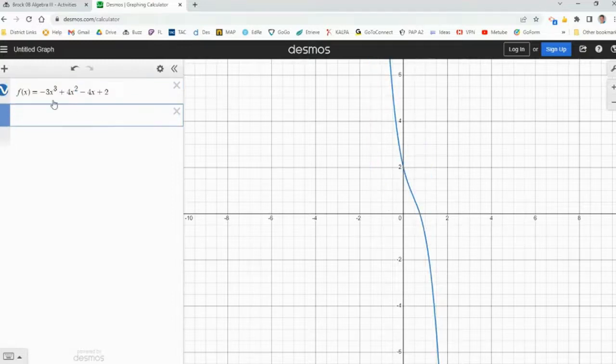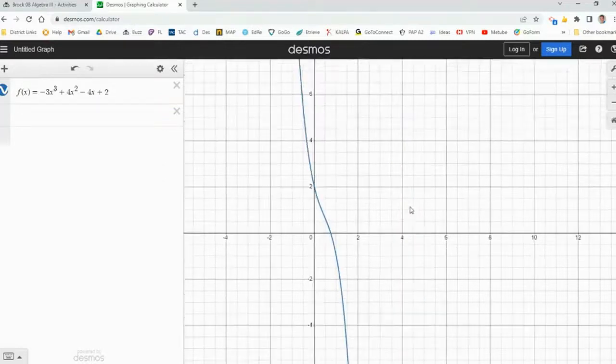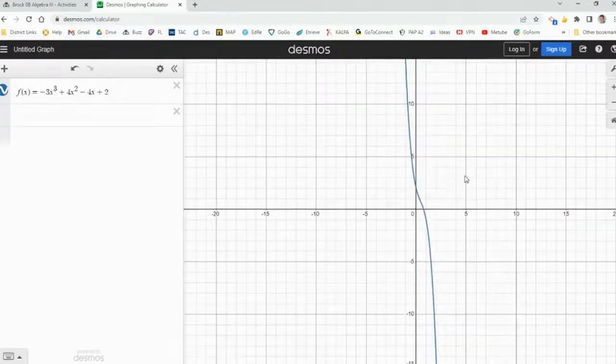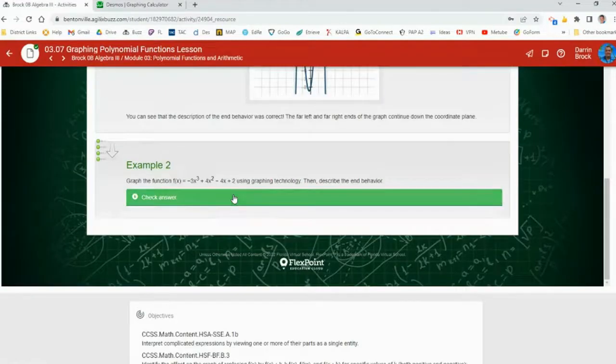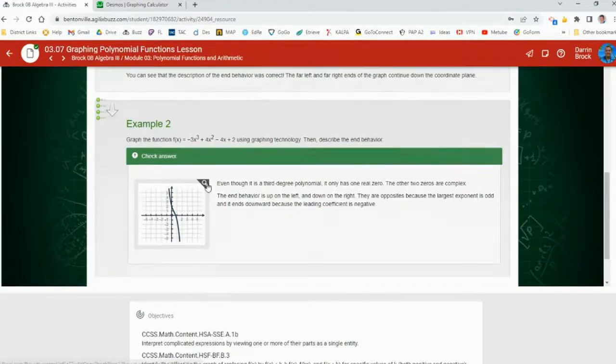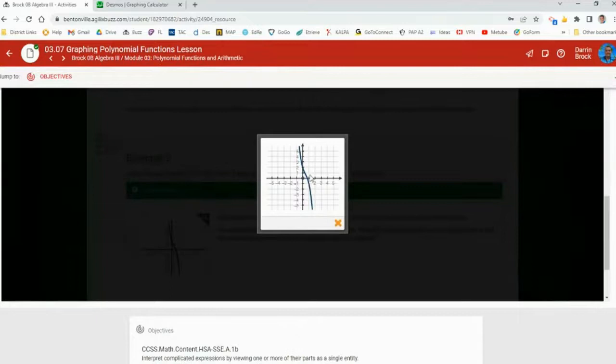All right, there it is. Negative 3x to the third plus 4x squared minus 4x plus 2. Here it is in our graph. The left side goes up, the right side goes down because it's an odd function and it's negative. So the right side's going to the negatives. All right, so if we check our answer over here, look, there's the same graph that we just made in Desmos.